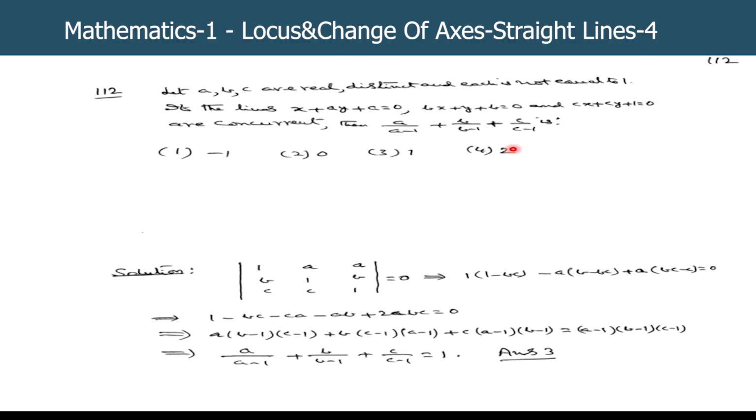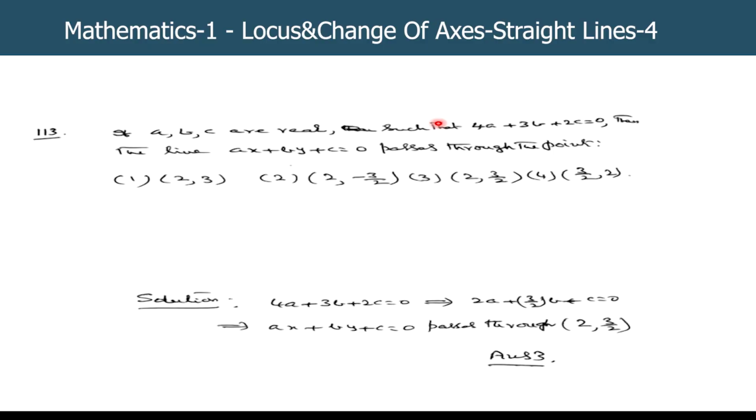Which indicates that a by a minus 1 plus b by b minus 1 plus c by c minus 1 is equal to 1. So, the correct option is 3. So, this is of course sometimes a JEE problem, but just for the Mains examination's sake I have given it here.